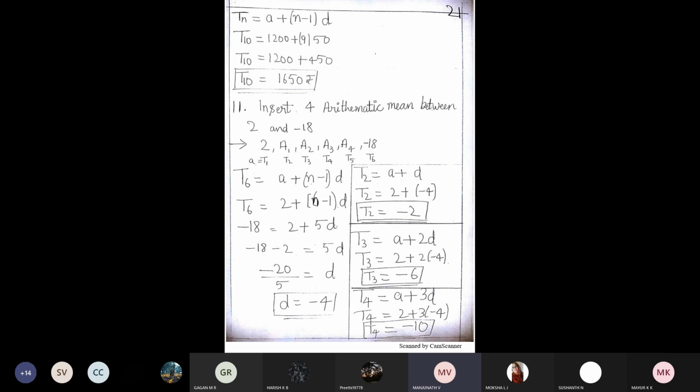Understood the concept? Yeah sir, understood sir. First find the missing term, then we use the equation. That's it. Only the beginning is quite logical. After that, it's all about simplification.